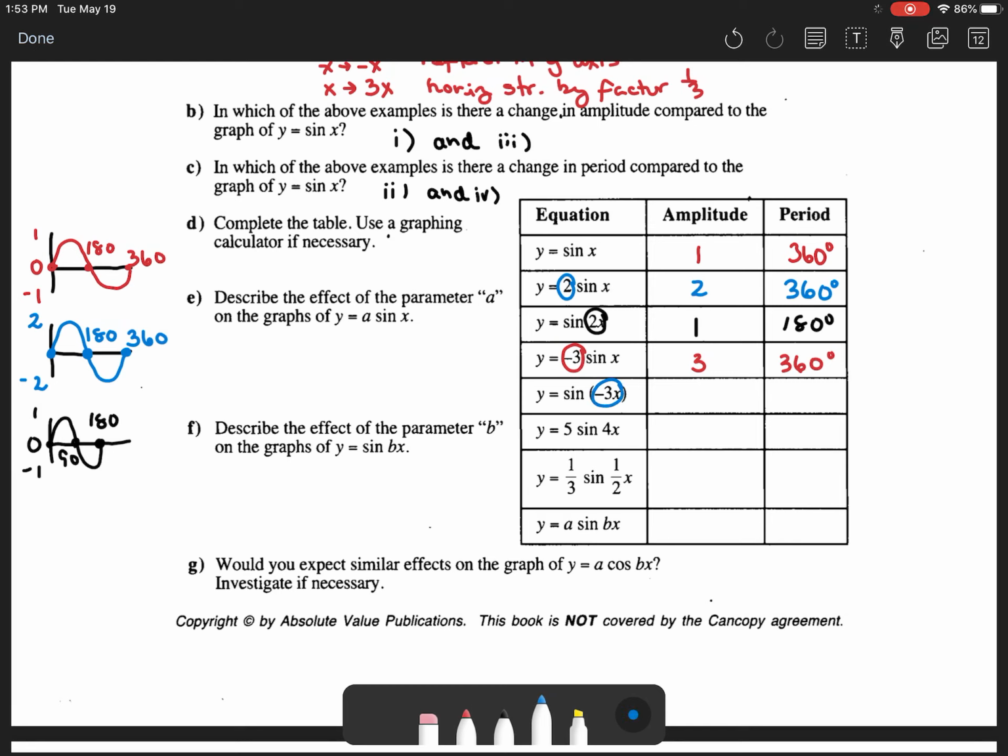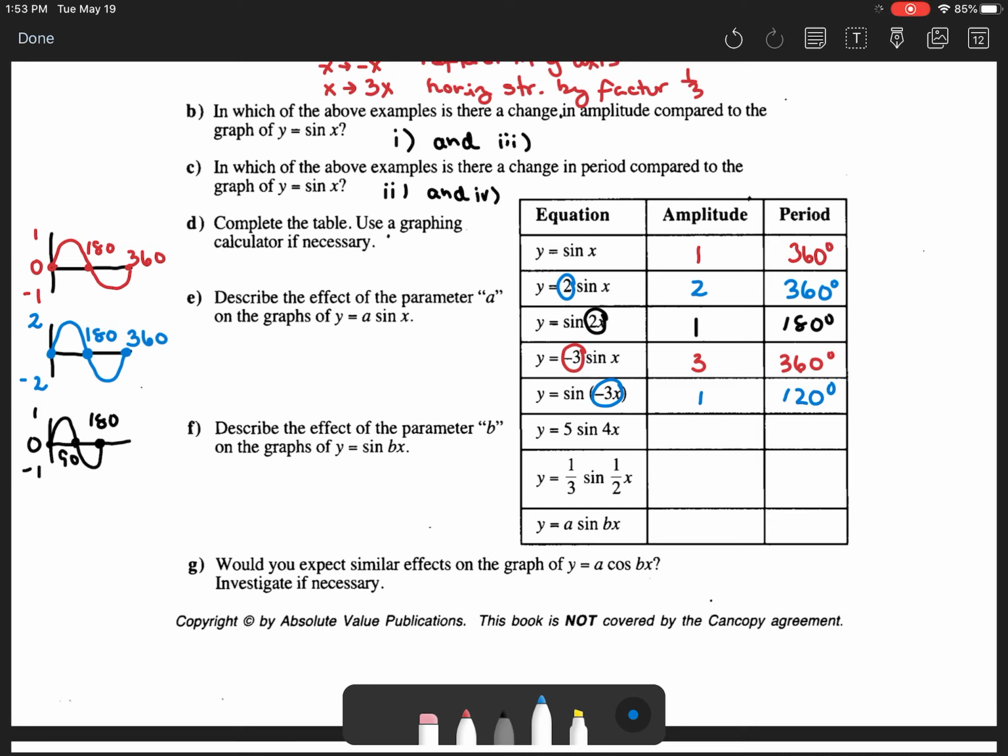Next graph, there is the replacement. x has been replaced with -x and then -3x. So reflection over the y-axis and then a horizontal stretch by 1/3. Amplitude would be unchanged, there is no vertical stretch. For the period length, stretching by 1/3 is the same as dividing by 3. So 360 divided by 3 is 120 degrees.